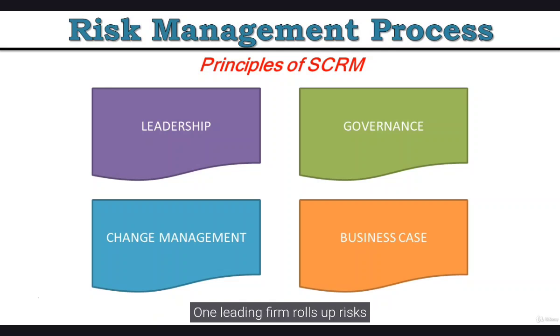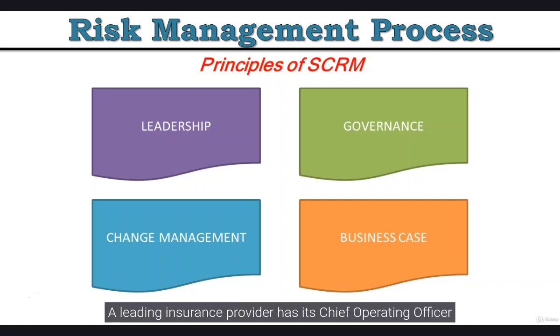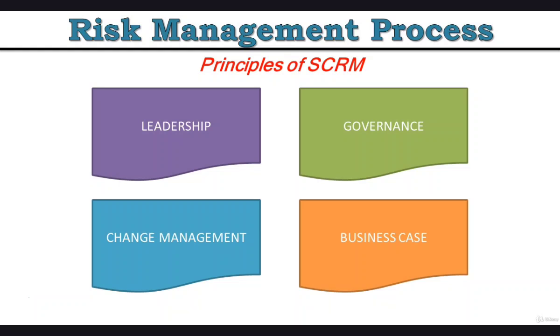One leading firm raised risks to the chief information officer, to whom responsibility for supply chain risks was originally given. Another has a vice president of risk management. A leading insurance provider has its chief operating officer assume ultimate responsibility for risk management. In many mid-sized companies, the chief financial officer may have ultimate responsibility for risk management.